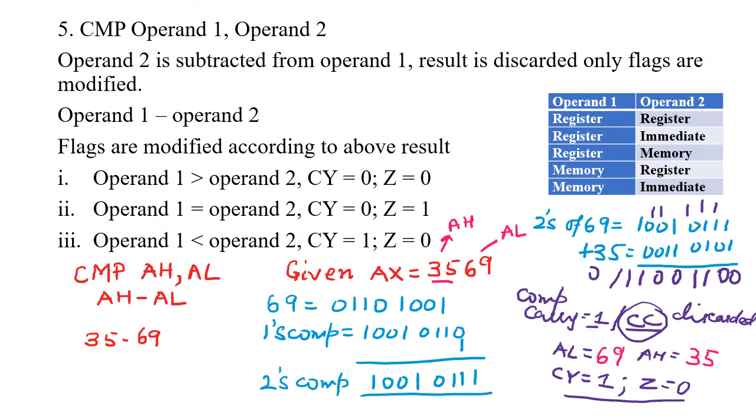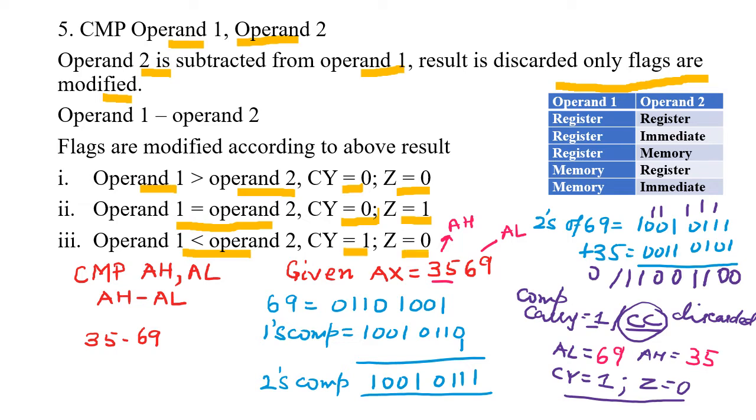Now next instruction, compare operand 1, operand 2. Operand 1 and operand 2 can be any of these possible combinations. It is similar to as for add and sub instruction. In this instruction, operand 2 is subtracted from operand 1, result is discarded. Only flags are modified according to result of operation. If operand 1 is greater than operand 2, carry flag is 0, zero flag is 0. Operand 1 is equivalent to operand 2, carry flag is 0, zero flag is 1. Operand 1 is less than operand 2, carry flag is 1 and zero flag is 0.